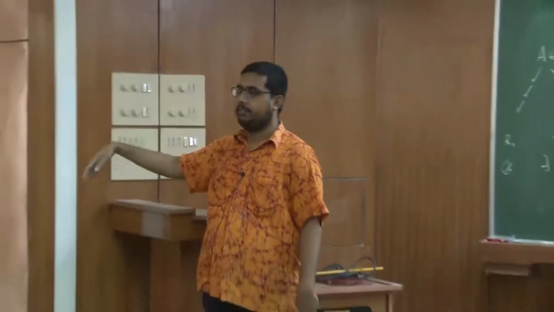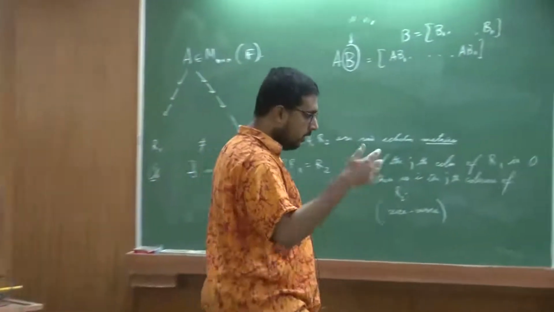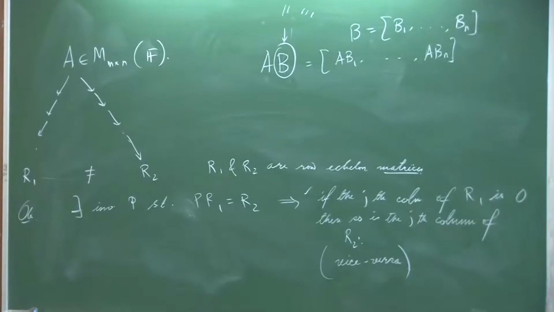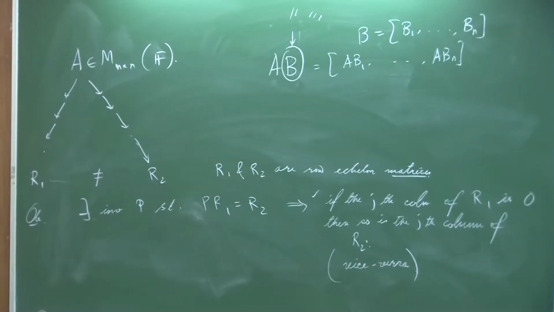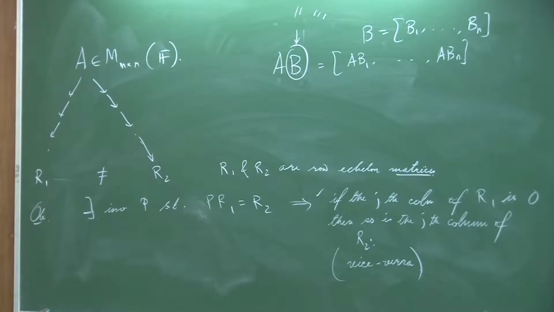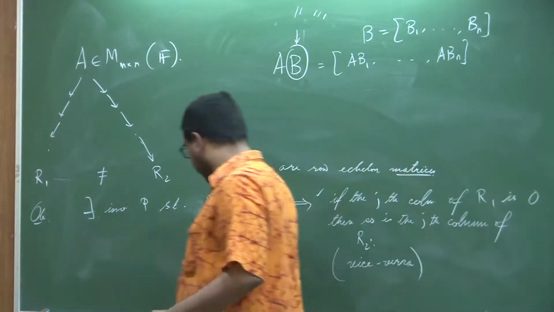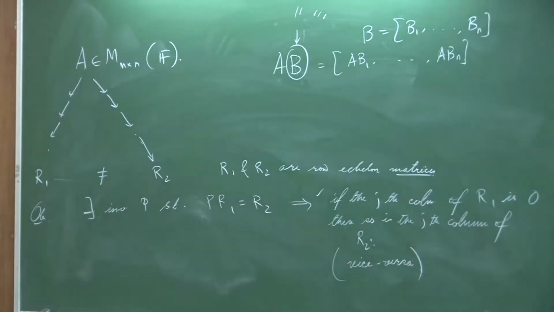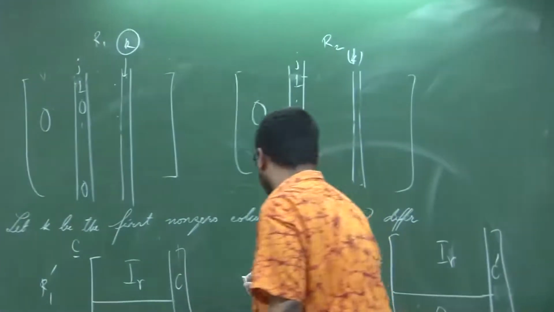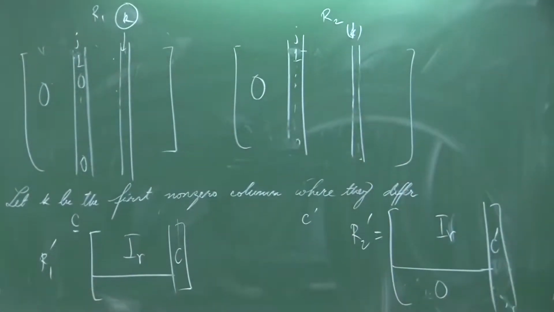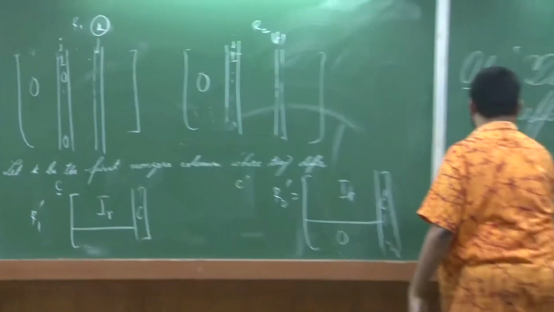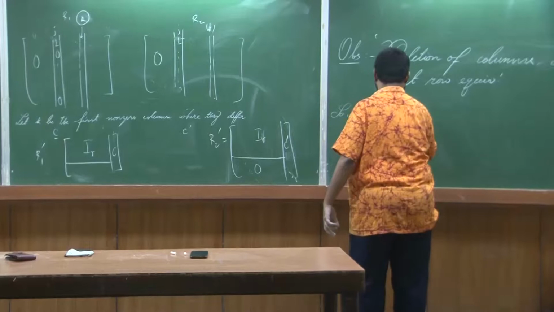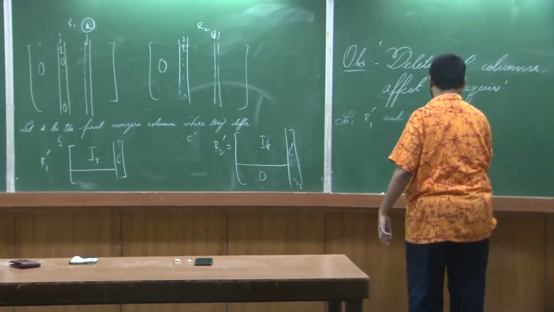So, after deleting the columns, since the row operation does not have any effect on the other columns, the same row operation, the same changes in the entries are happening, right. So, therefore, they are equivalent. Okay. So, now we are about to finish the proof. So, R1 dash and R2 dash are row equivalent.